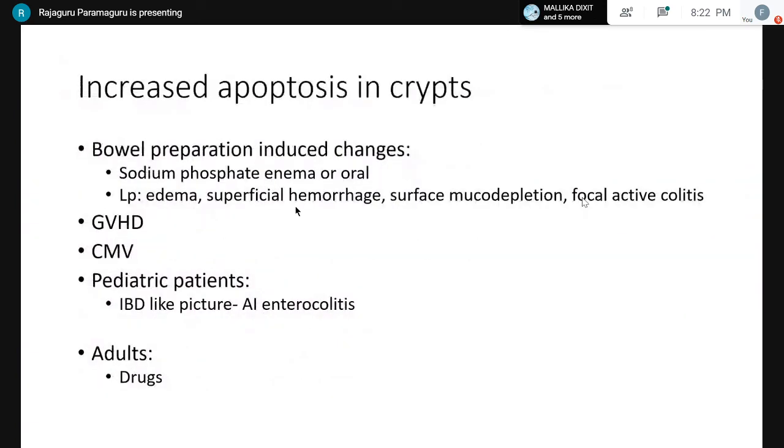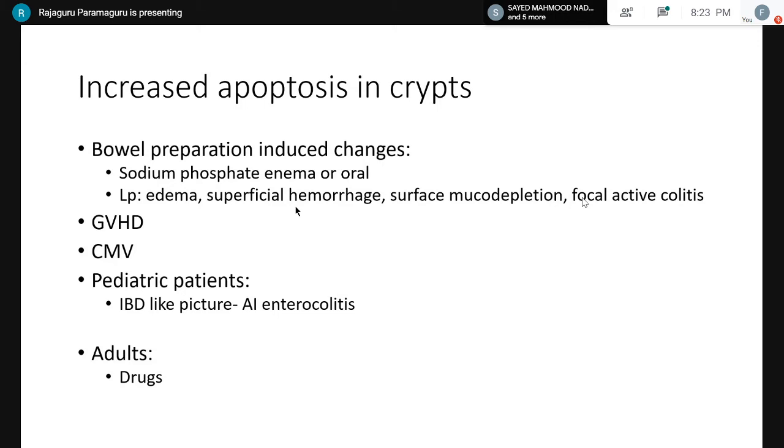So when you find an increase in apoptosis in the crypts, what all do you have to keep in mind? The first thing is bowel preparation induced changes, like sodium phosphate enema or oral sodium phosphate intake for the bowel preparation. You might find lamina propria edema, superficial hemorrhage, some amount of mucodepletion and focal active colitis, maybe some cryptitis also. But these can be easily differentiated from other drug-induced colitis which we had seen just now.